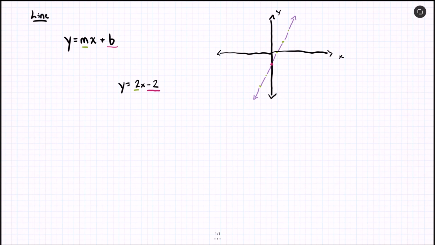Alright, so you should have a line that looks like mine. If not, it's time to rewind and check where you might have gone wrong.